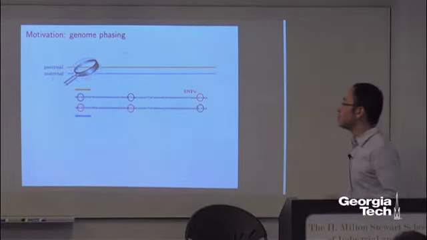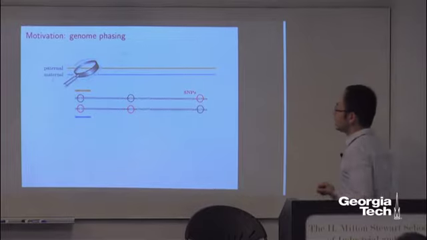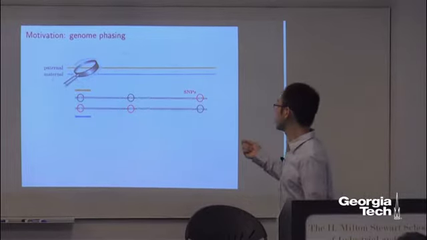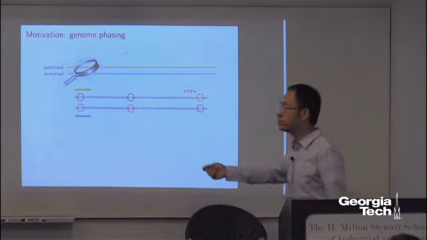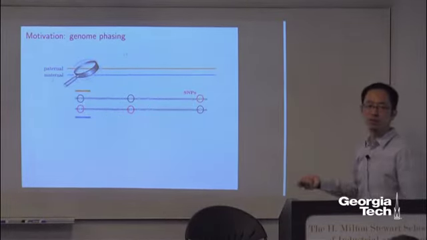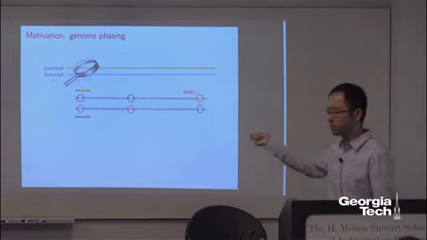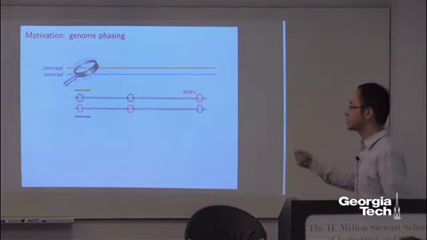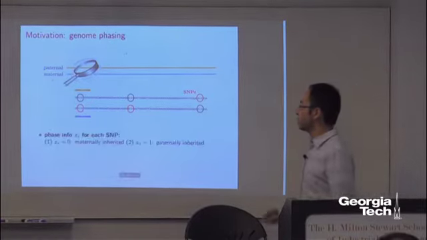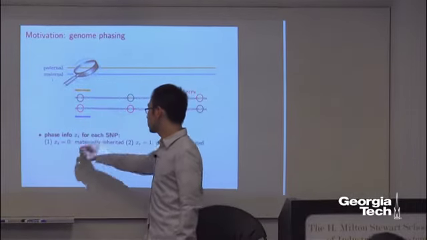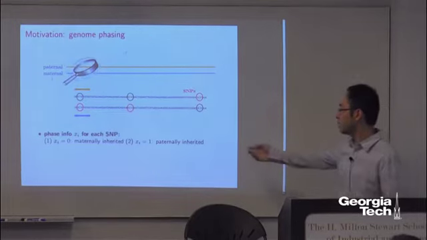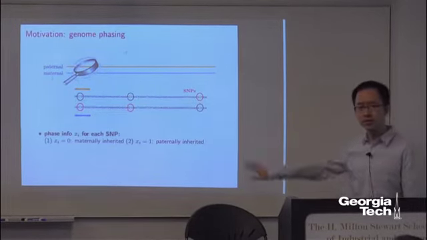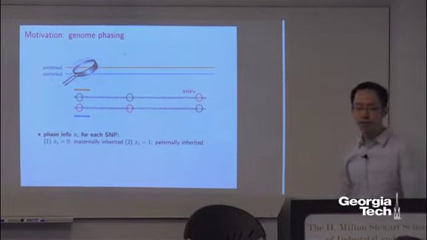So the phasing problem is about the following. I would like to know whether this variant comes from your dad or comes from your mom. You inherit them from your parents. We want to know where this comes from. For example, if this variant comes from your dad, you can encode xi as 1. Otherwise, you encode it as 0. So it's 1-bit information there.